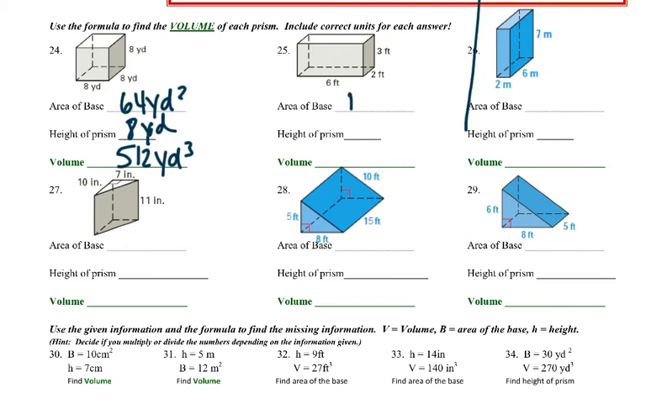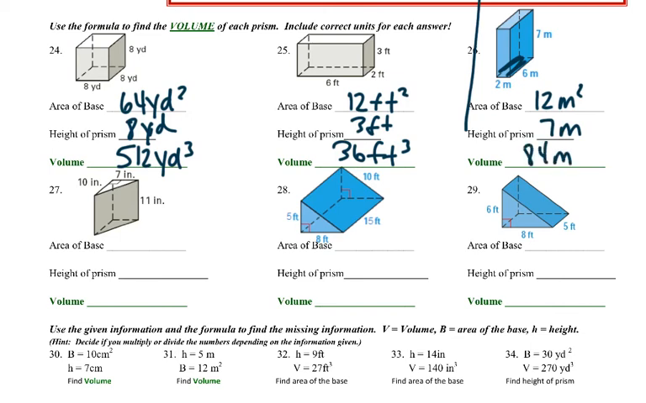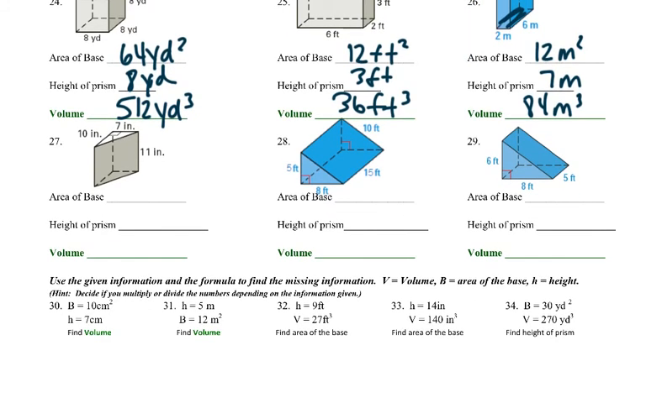Here the area of the base is 6 times 2 or 12, height is 3, 12 times 3 is 36 feet cubed. Here I have 6 times 2 or 12, 7, 12 times 7, 84 meters cubed. So volume is a lot easier than area, yes? It's a little bit harder when it's a triangle because it's base times height divided by 2. So 70 divided by 2 is 35 inches squared. The height is 11. And again, 35 times 11 is 385 inches cubed.